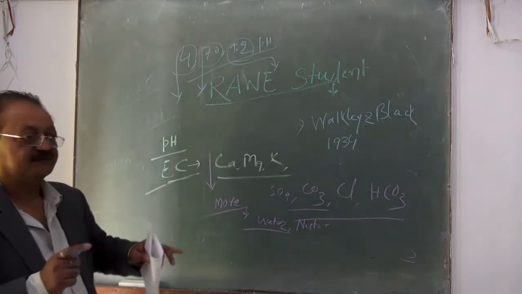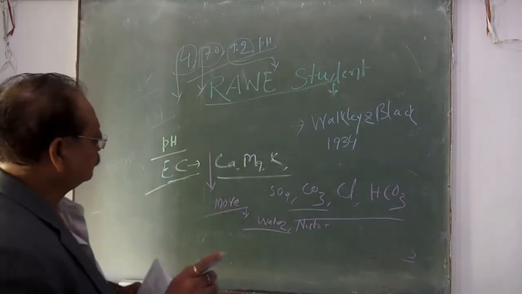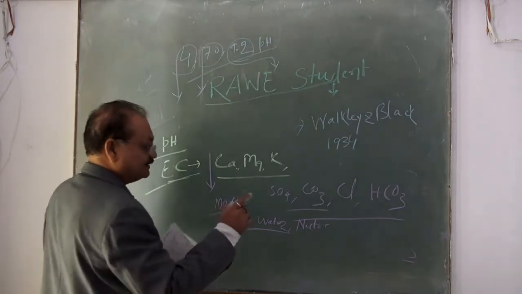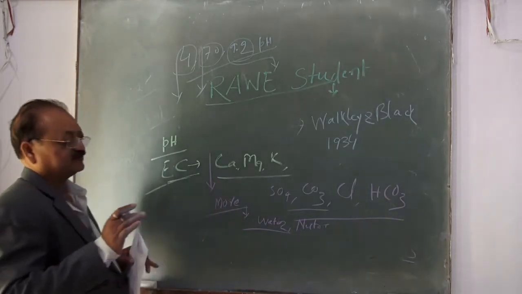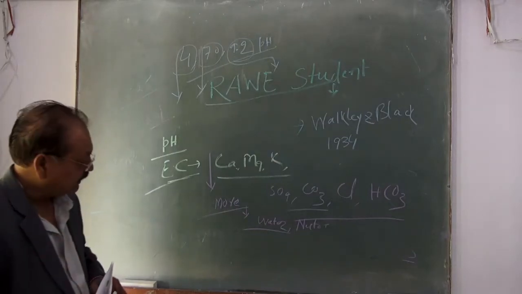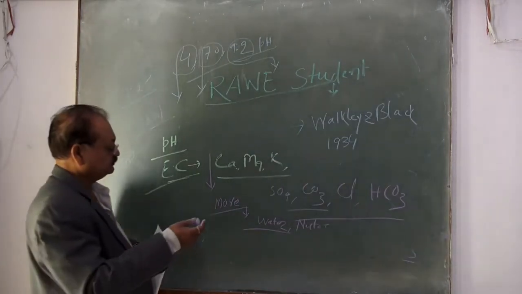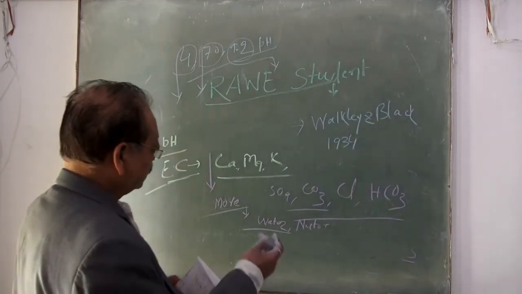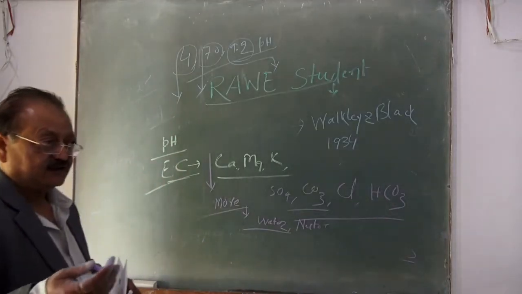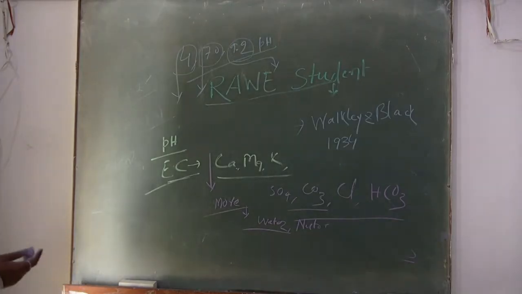Determination of electrical conductivity is required only to know the ion concentration of the soil. If the ion concentration of the soil is high, then the plant faces a lot of problems in absorption of water and nutrients. So, electrical conductivity determination is required.